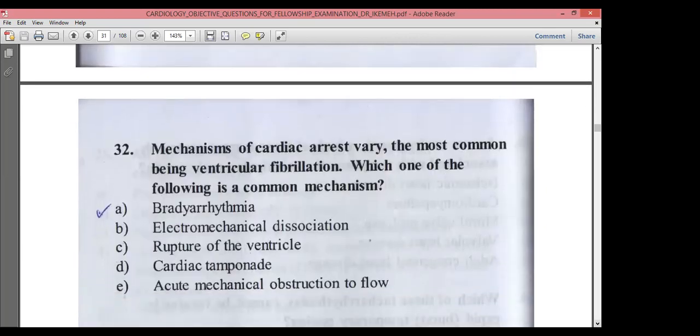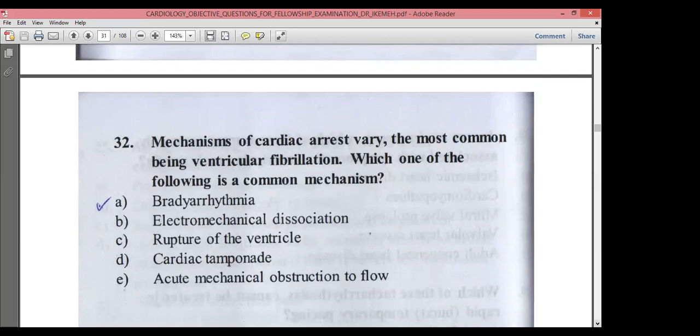32. Mechanisms of cardiac arrest vary, the most common being ventricular fibrillation. Which one of the following is a common mechanism? Bradyarrhythmia, electromechanical dissociation, rupture of the ventricle, cardiac tamponade, acute mechanical obstruction to flow.